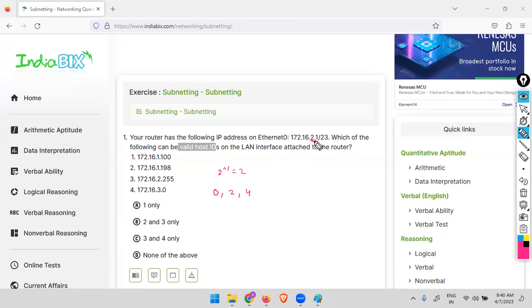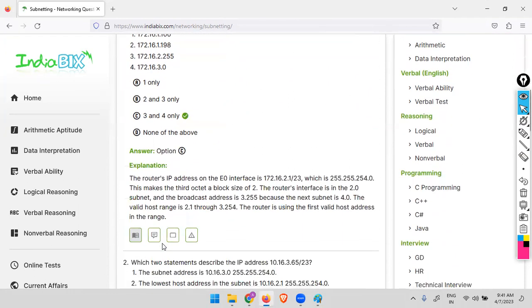Now which range are they talking about? 2 means 2.0 to 3.255. Right? So 2.255 is a valid IP, because 2.0 is network and 3.255 is broadcast. What about 3.0? Yes, valid IP, because 3.255 is the broadcast. So these two are the correct answer. That means option C. Let's check. Correct. Okay. Next question.